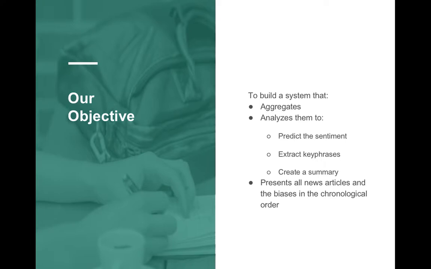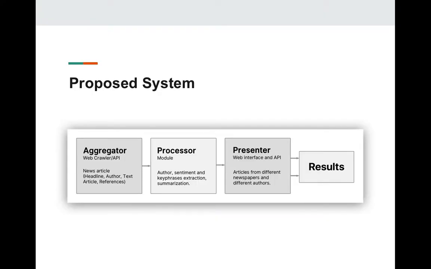is to build a system that would aggregate news articles, analyze them to predict the sentiment, extract the key phrases, and create a summary, and present all this news to the reader. So this is exactly the proposed system. The first part would be an aggregator that crawls through all the websites. Second would be the processor module that extracts the sentiment and key phrases and the summary. The third one is the presenter, which is comprised of web interface and the API.